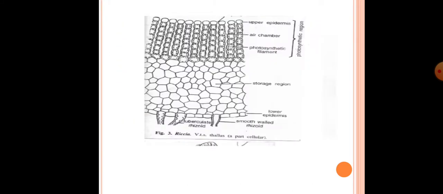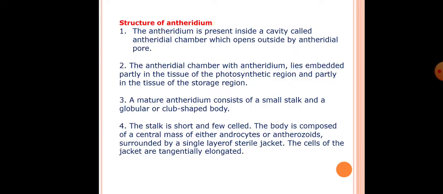So this is the diagram for the TS of thallus. Here you see the two regions, photosynthetic and storage region, and on the lower side rhizoids are there, and on the upper side is the loosely arranged photosynthetic layer. Photosynthetic filaments and air chambers are alternately arranged, and here the storage region is there. After this we see the reproductive organs.